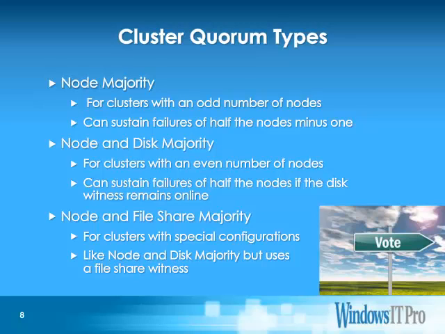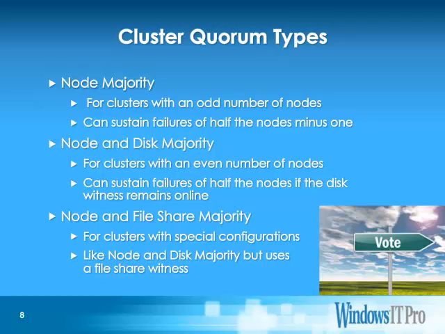So with the cluster, one of the technologies that helps make the cluster work is something called a quorum. Basically, the purpose of the quorum is to let the cluster know how many nodes can fail before the cluster itself fails. There are three main types of quorums that are in use today. There's a node majority quorum, a node and disk majority quorum, and a node and file share majority quorum.